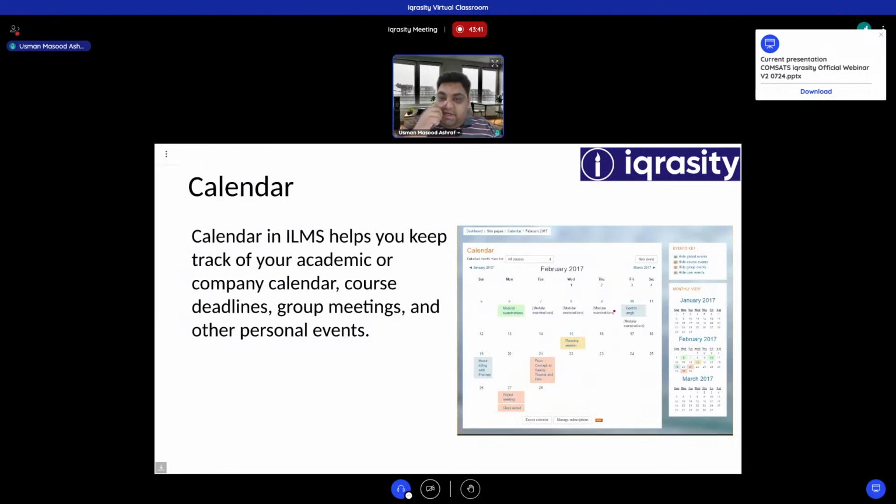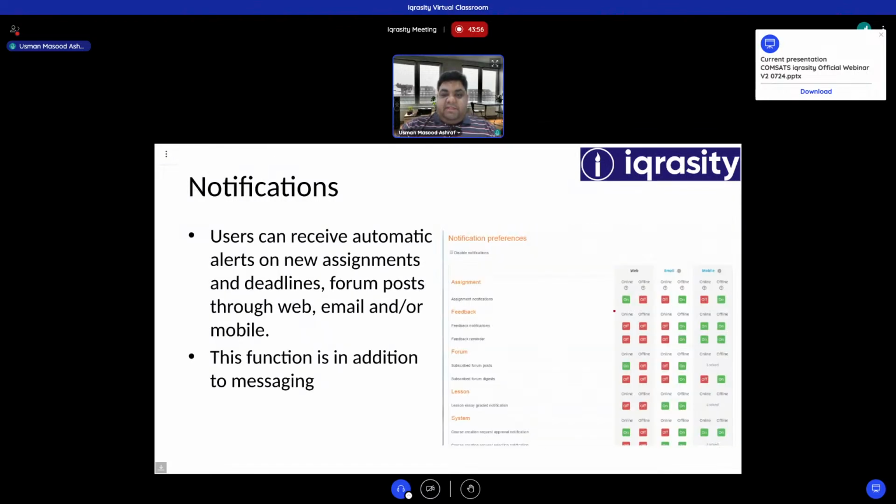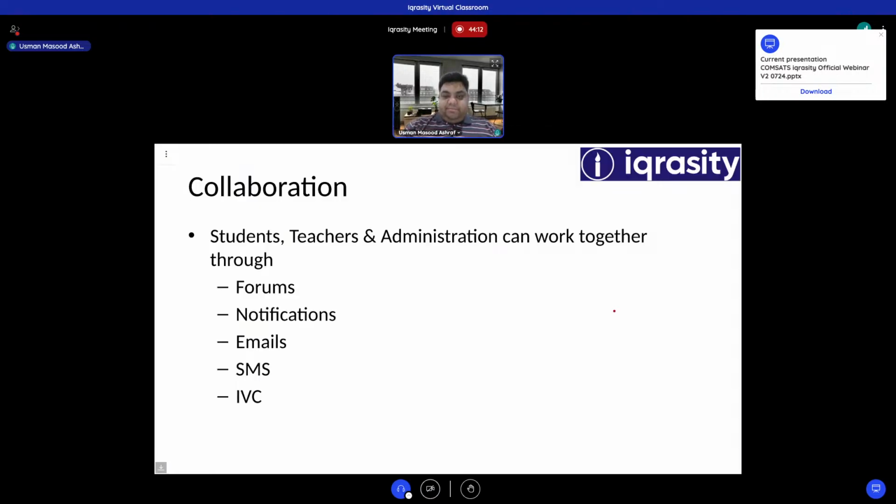You will have your own calendar in which you will see when your online session is due, when your assignments are due, or when you have to take a quiz, etc. It will be available on your dashboard. Plus, you will have notifications on your phone as well as in the browser. These notifications will remind you that you have to submit an assignment or attend an online session or anything else.